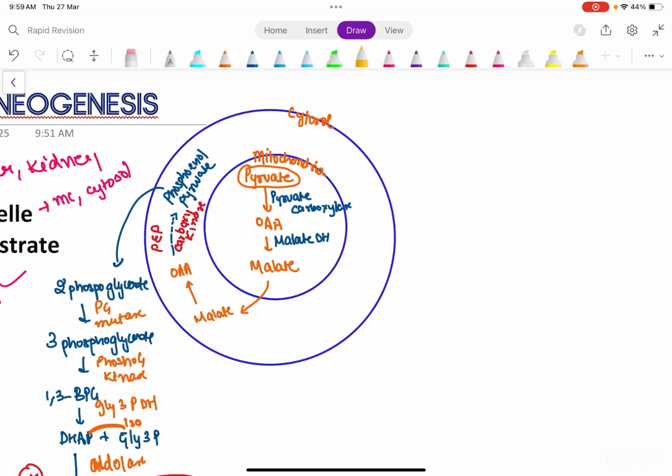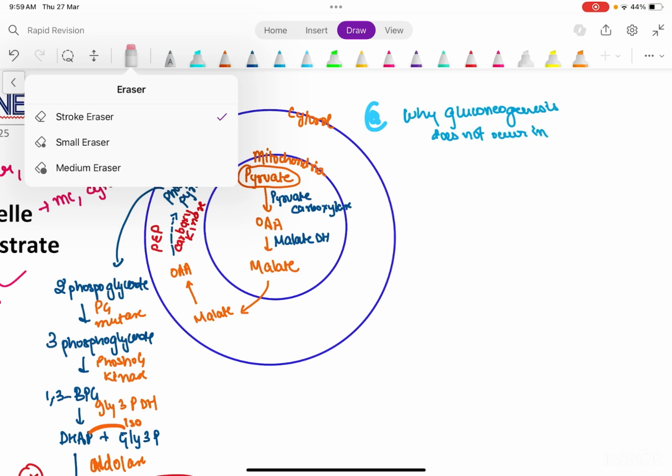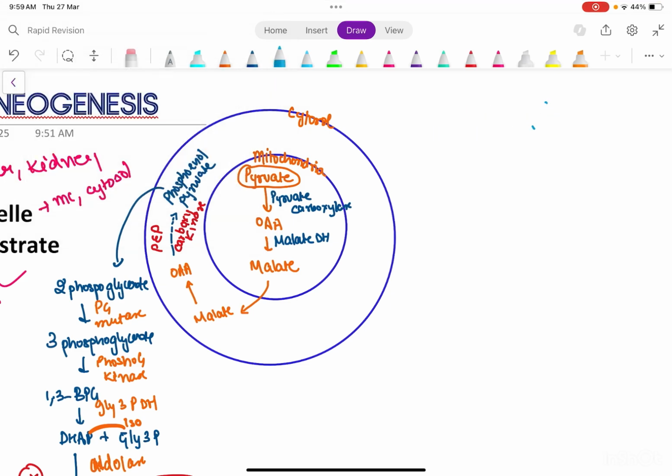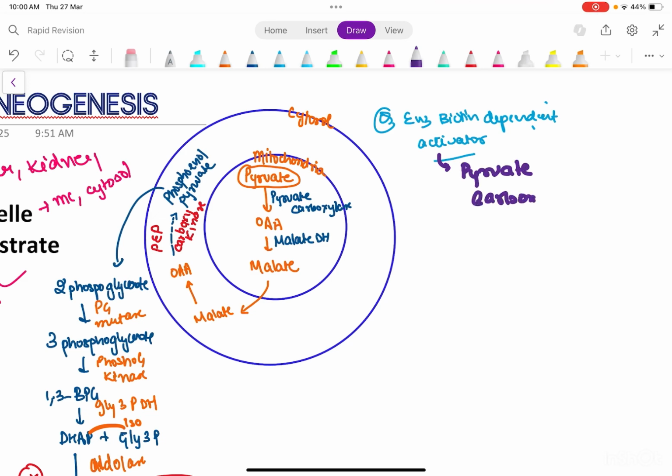So first of all, the commonest question that they ask is that the enzyme which is biotin dependent and activated by acetyl CoA is pyruvate carboxylase.